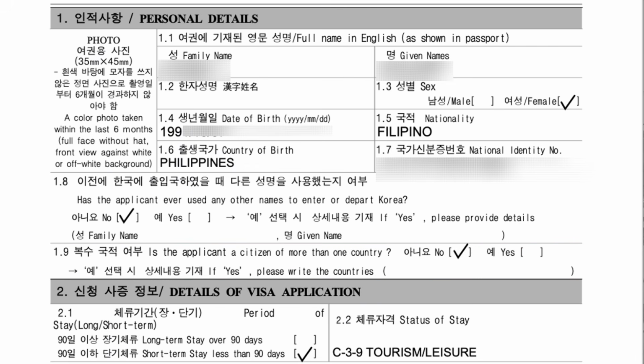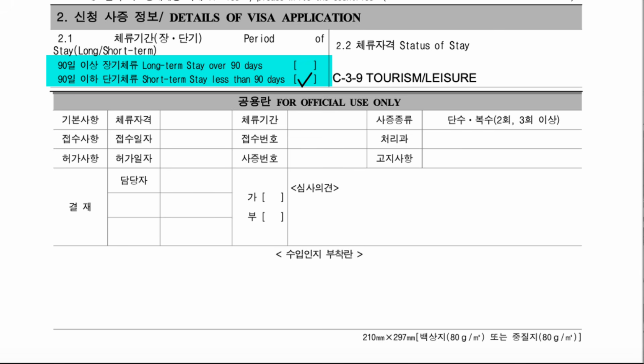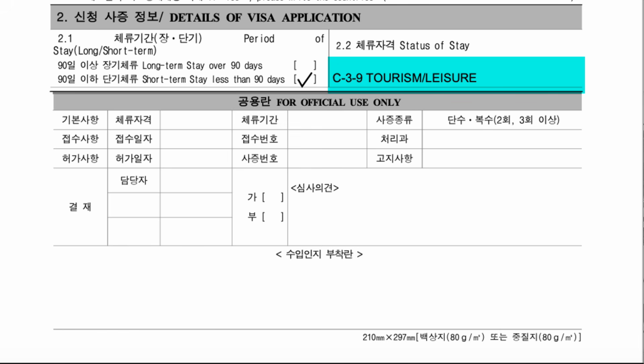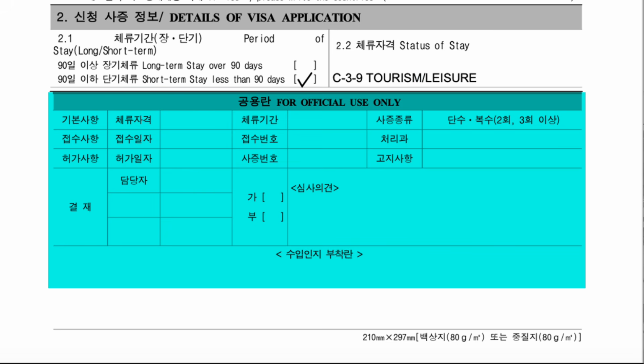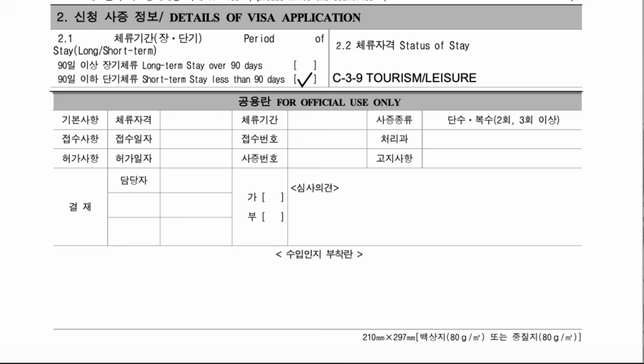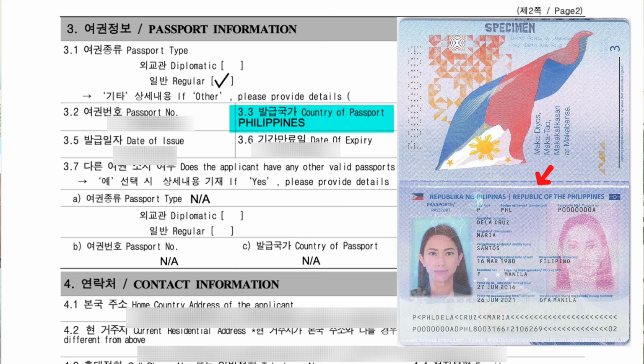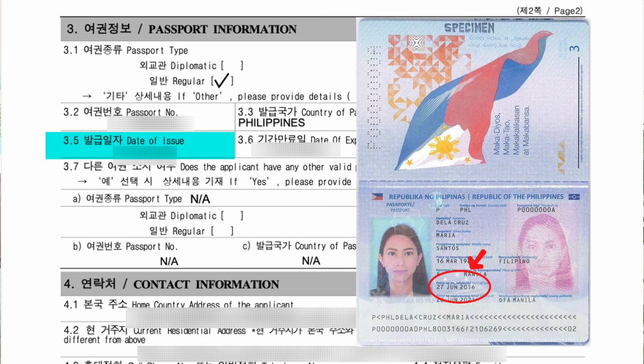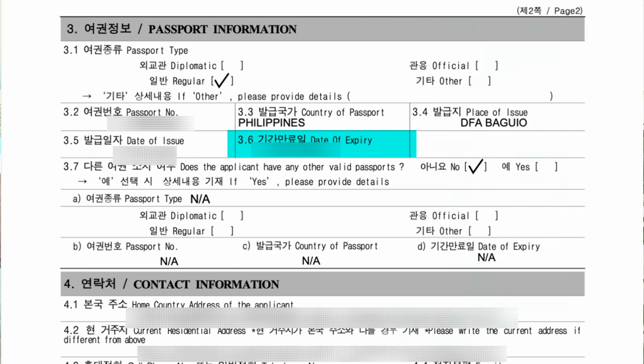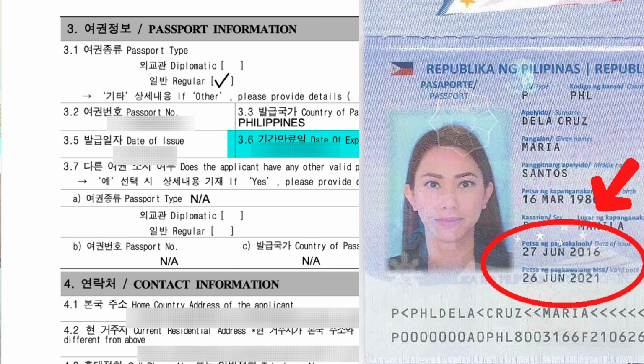Details of visa application, period of how many days, so kung over 90 days or less than 90 days. Status of stay, since we will be a tourist, place C39 tourism or leisure. For official use only, so don't touch this part. Next is passport information. Passport type, regular. Passport number, you can get the passport number over here. Country of passport, place of issue, date of issue, date of expiry. So, regarding the format of the date, ang ginayo ko lang is however it's written on my passport. So, that was date, month, and then year.